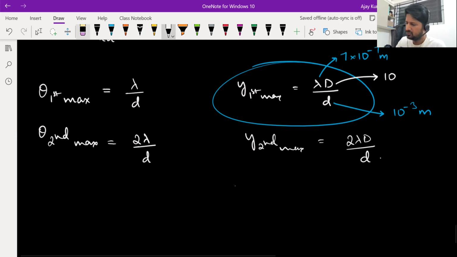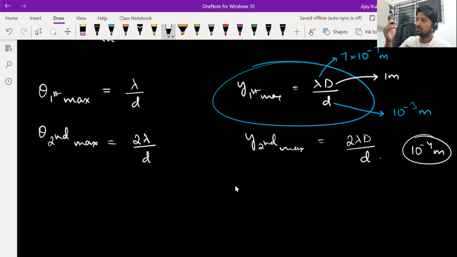How much shall we take? Suppose you take capital D as 1 meter, the distance between the sources and the screen. Still, the ratio is 10 power minus 4. That means the y coordinate of the first maximum is 1/10 of a millimeter. That is very close. Central maximum is a bright band. At just 1/10 of a millimeter, you have a dark band. So the pattern won't be that clear.